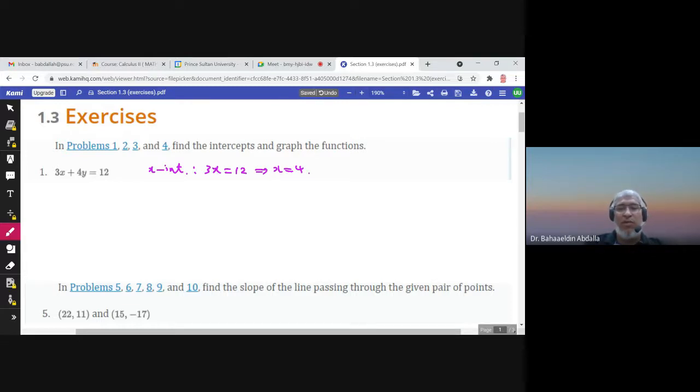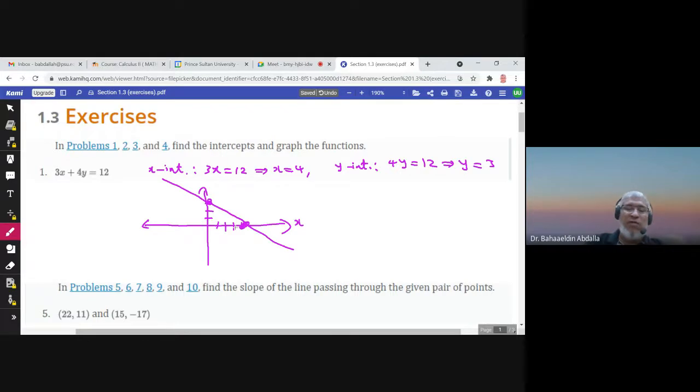To find the y-intercept, we put x equals 0, so we have 4y equals 12, or y equals 12 over 4, which is 3. So now we can sketch the graph of this line. This is a linear function. X-intercept at 4, so 1, 2, 3, 4. This is the x-intercept. Y-intercept is 3, so 1, 2, 3. This is the y-intercept. And we can just connect these 2 points. So this is the graph of this line.